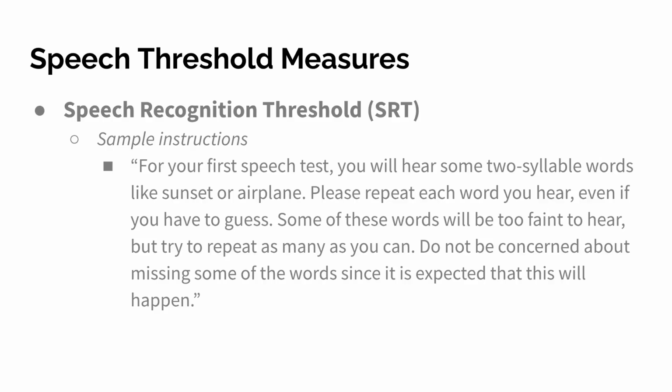Here are some sample instructions. For your first speech test, you will hear some 2-syllable words like sunset or airplane. Please repeat each word you hear, even if you have to guess. Some of these words will be too faint to hear, but try to repeat as many as you can. Do not be concerned about missing some of the words, since it is expected that this will happen. That's just an example of instructions you can use.